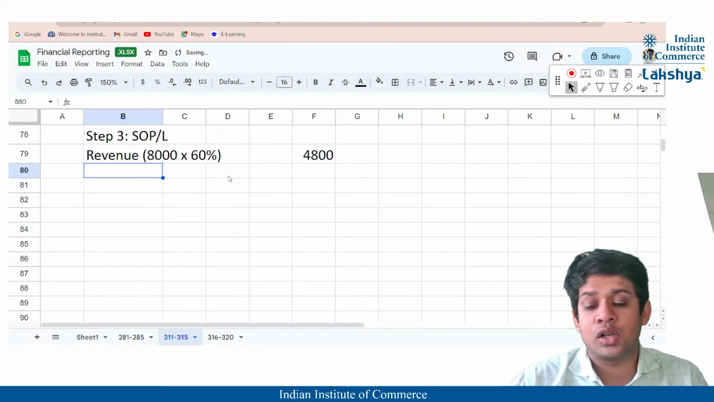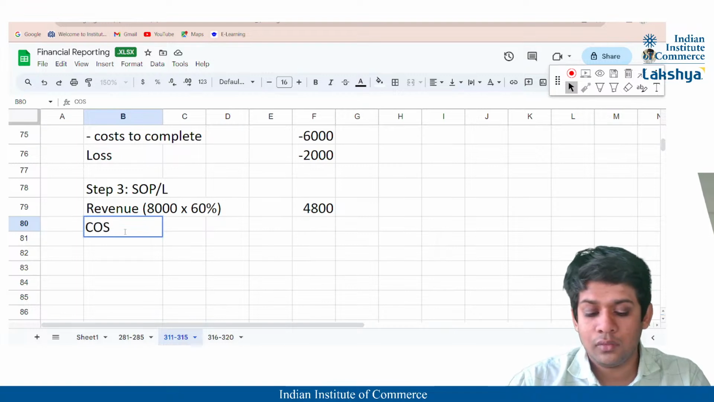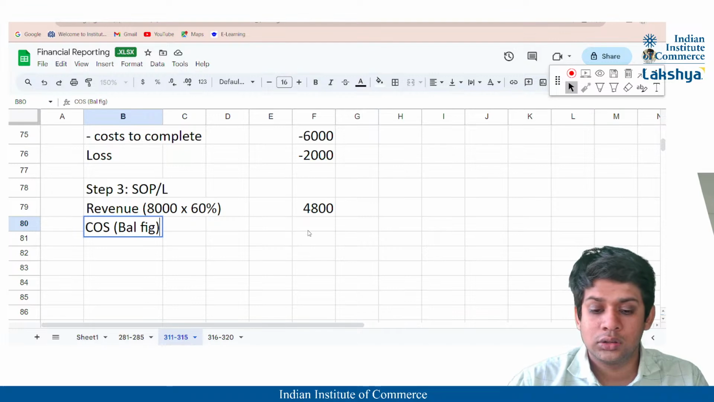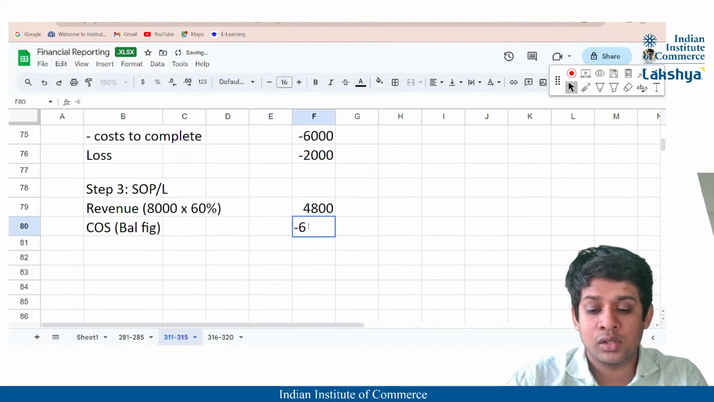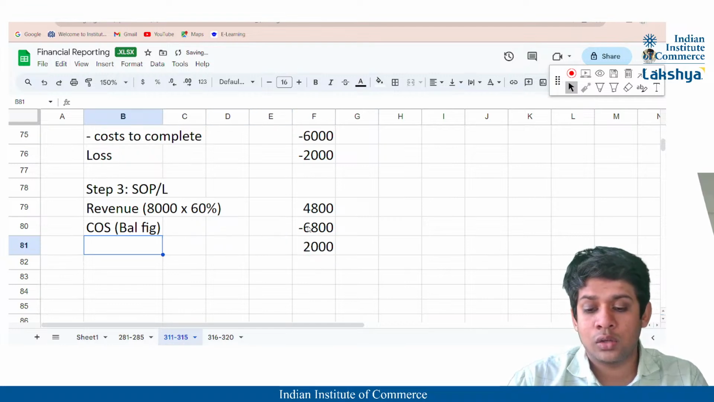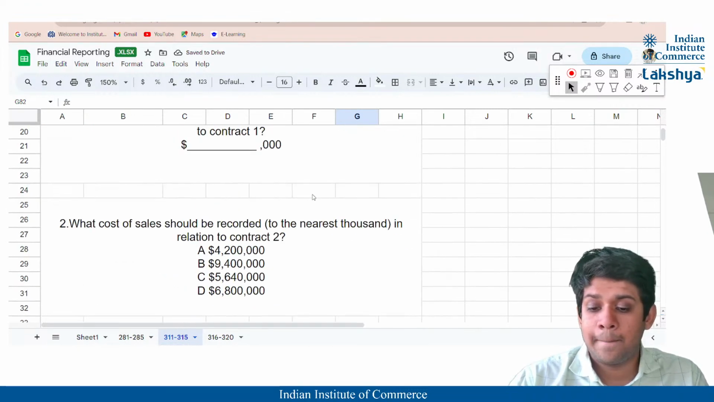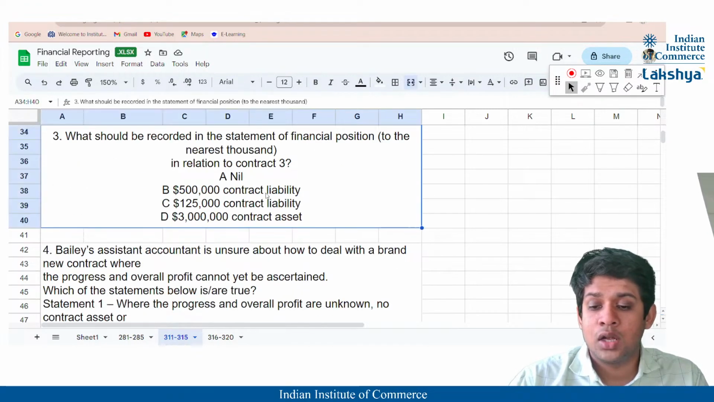You just have to take the cost of sales as the balancing figure, and it will be 6,800. So you will get a loss of 2,000. Right? I hope this sum is clear to you all. Let us jump to the next part.